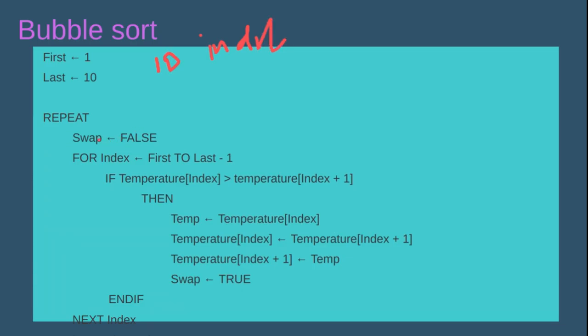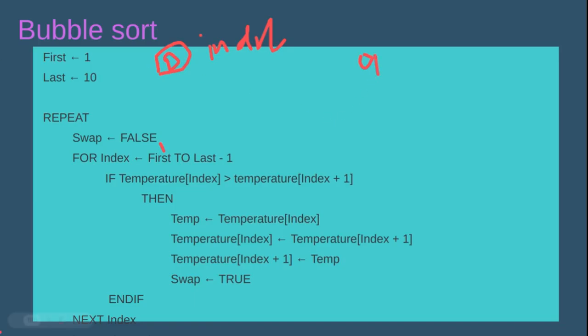Repeat. Then we have a variable swap. Swap is basically used to see if the values are corrected according to the condition that would be given over here in this step. So swap will become true. For index equals first to last minus 1. First to last minus 1 means that it will start from 1, and if the array size is 10, we want to execute it till 9.